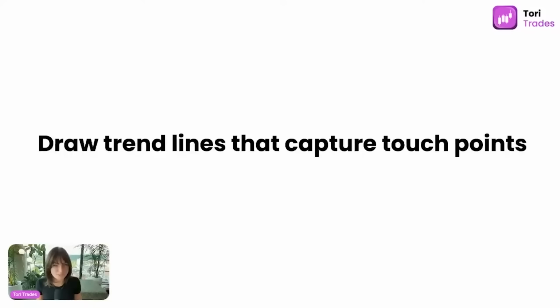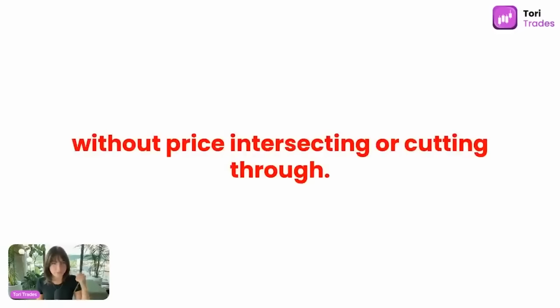The goal is always going to be the same. We're drawing trend lines and capturing touch points. And we're just kind of doing it over and over again. We're drawing trend lines, but we're just adding structure to it. We're adding rules to it. We're adding steps to it. But remember here, this is one of the key things. We cannot have price intersect or cut through.